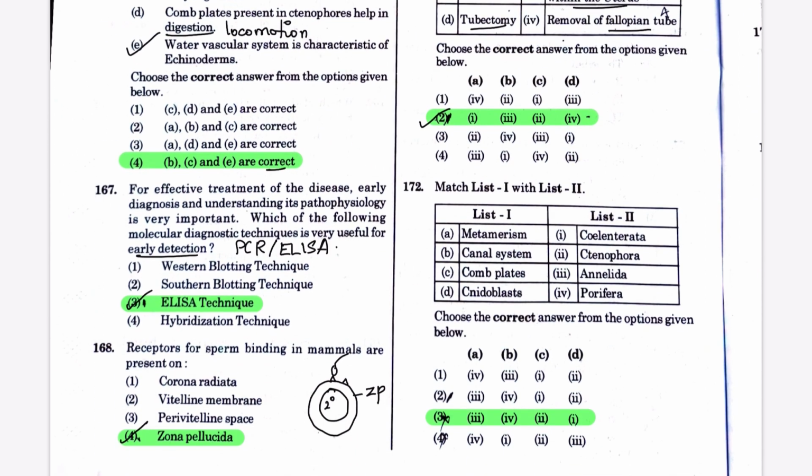Okay. For 172, again match the following: metamerism, canal system, comb plates and nidoblast.